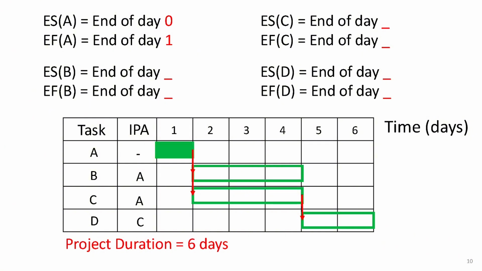Starting with activity A, the earliest it can begin is at the start of day 1, meaning its earliest start, ES, is at the end of day 0. Since it can be completed by the end of day 1, its earliest finish, EF, is 1.